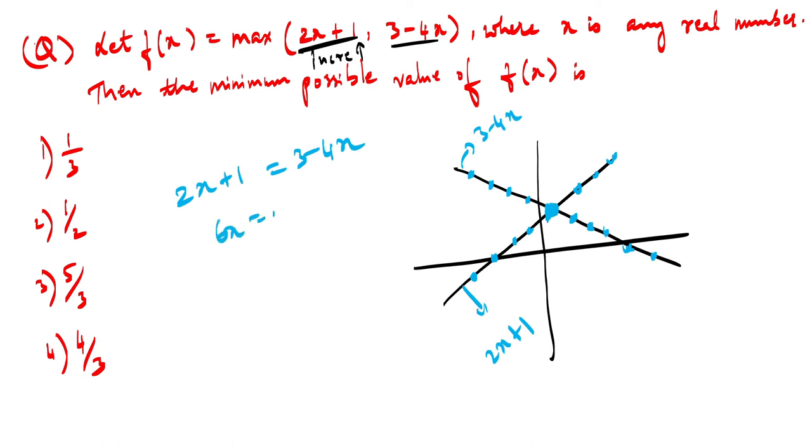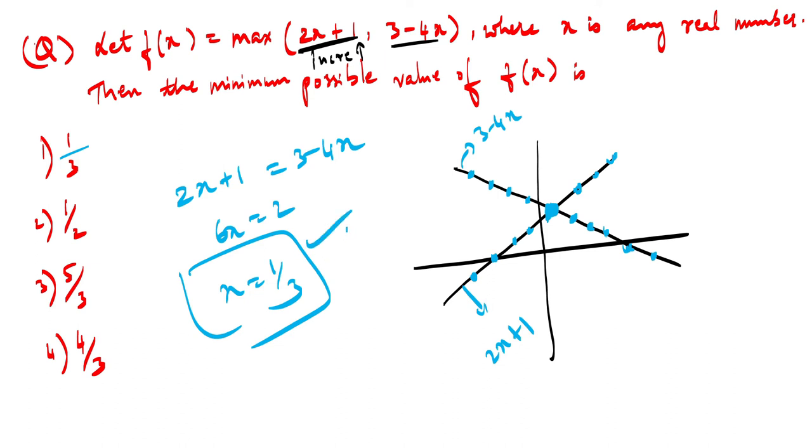So 6x is equal to 2, x is equal to 1 by 3. Now don't take 1 by 3 right away. Still there is something to do. What is that? That is to find the minimum possible value. This is not the minimum possible value. We have just calculated the value of x.